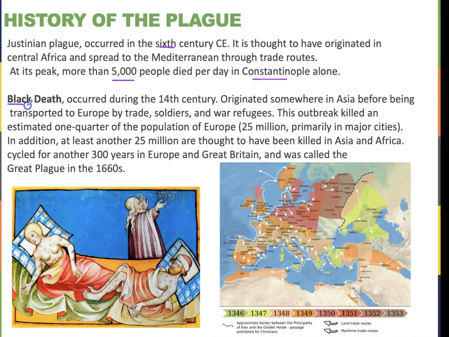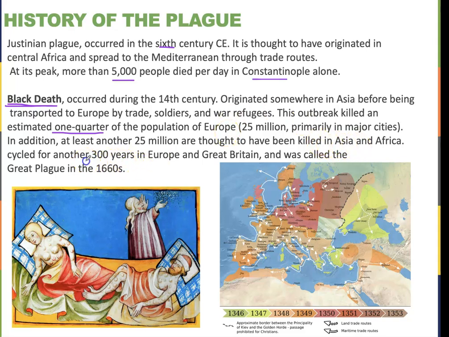And then where the plague got its moniker, the Black Death, was during the 14th century. This is when trading became very robust between Asia and Europe. And so they think that the infection was brought over by this trade from Asia. And it basically decimated the population in Europe. One quarter of the population in Europe died. And then 25 million have been killed in Asia and Africa by that same plague.